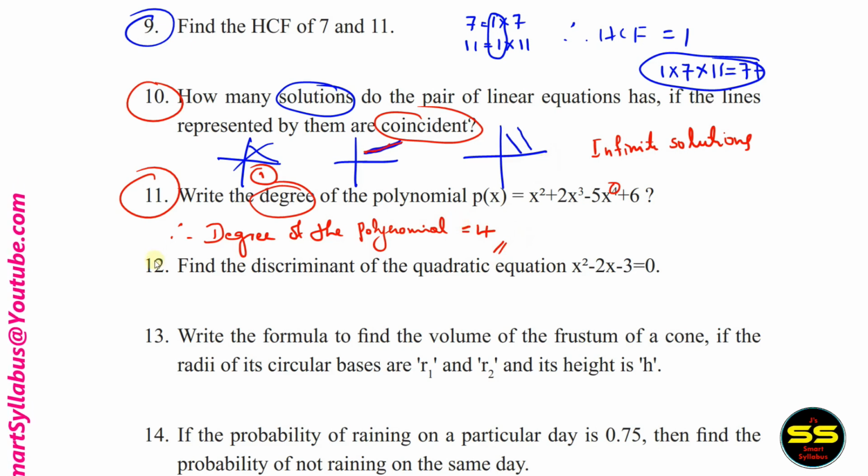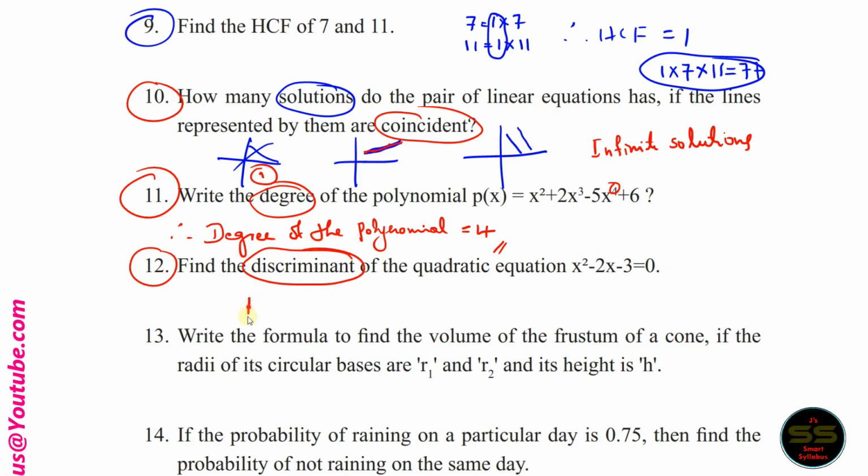Okay, now moving on to the 12th one. Find the discriminant of the quadratic equation x square minus 2x minus 3. So discriminant, hope you remember, stands for b square minus 4ac. This is called the discriminant. Now here b is nothing but the coefficient of x, a is the coefficient of x square, and c is the last constant term.